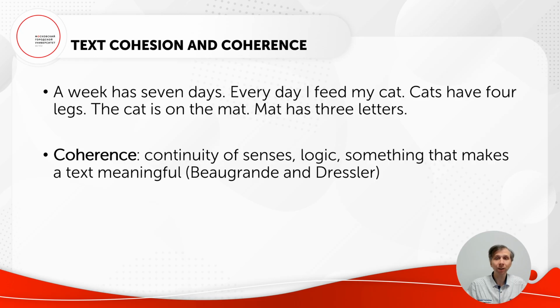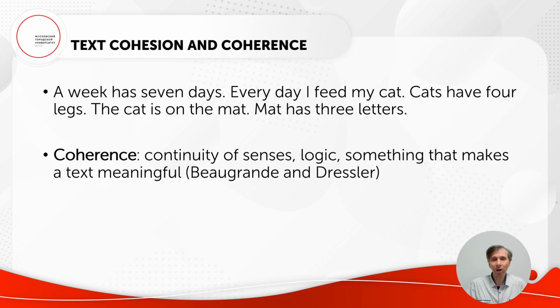As we see, this text does have the cohesive relationships almost in every sentence, this is repetition. So days, every day, cat, cats, the cat, mat, mat. So formally, it is a text. But is it? Well, apparently it is not, because it does have cohesion, but it doesn't have coherence. And this is the second term that we're going to look at today. This is the other type of linking elements which hold the text together.